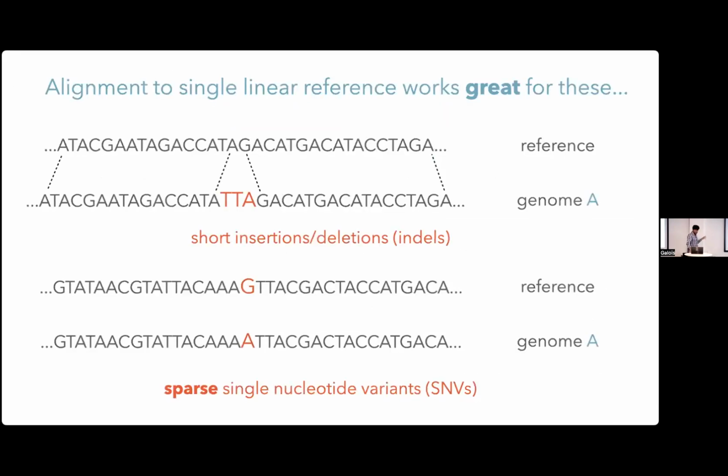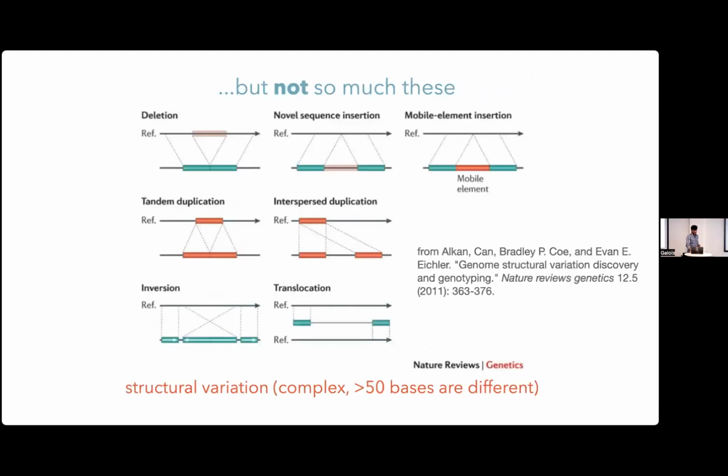So alignment to a single linear reference works great for detecting short insertions and deletions and sparse single nucleotide variants, but it doesn't work so great for detecting structural variation. You can, for example, imagine a read that is entirely contained in a very long insertion. That read then doesn't have any anchoring sequence that's contained in this reference genome assembly. So there's no way for us to place it in the genome. And that read remains unaligned.